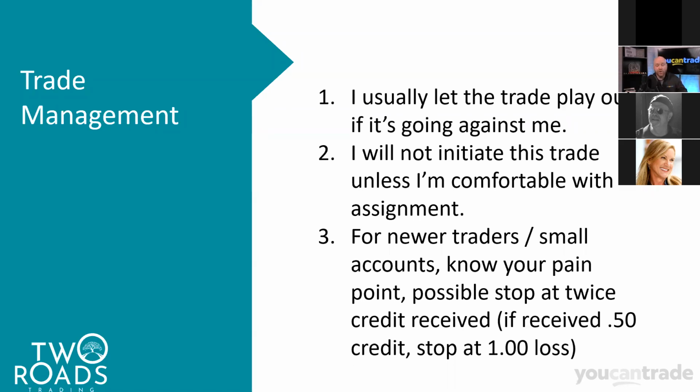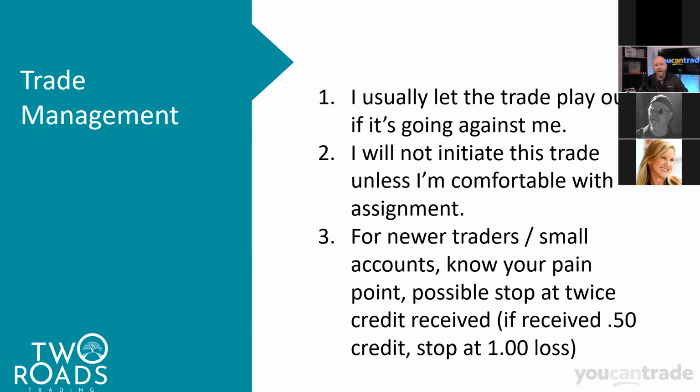Now, for newer traders and small accounts, first of all, know your pain points, right? Like know where this trade is going to get in your head and start affecting the way things are going for you. A possible stop is twice the credit received. So, for example, if you get that 50 cents, once you're showing $1 loss on that, then you exit the trade at that point. This is obviously then where winning percentage comes in and where we need to be getting as close to that 80% as possible.